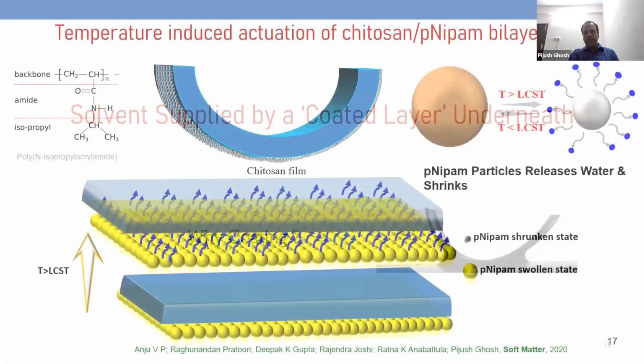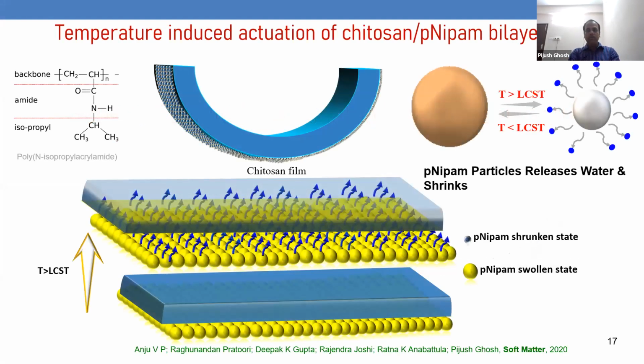So we explored, and we thought of using PNIPAM, which is poly(N-isopropylacrylamide), with this functional group. What this PNIPAM does, as many of you know, is that when it crosses its LCST, the lower critical solution temperature, it releases a significant amount of water and it shrinks. So we thought, can we make use of this water released by PNIPAM to cause the folding of the chitosan? So that's what we have done.